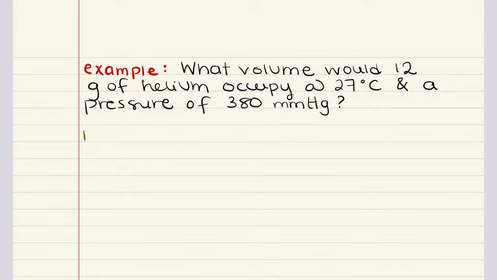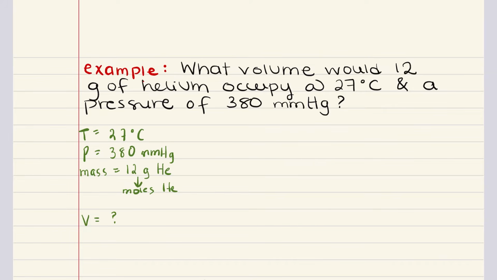Now we're given temperature, 27 degrees Celsius. We're also given pressure, that's 380 millimeters of mercury. We're given the mass, we have 12 grams of helium, and it's really important to know that we're given the identity of the substance in addition to the mass, which means we can easily also figure out the moles of helium. What are we trying to figure out? We want to figure out the volume.